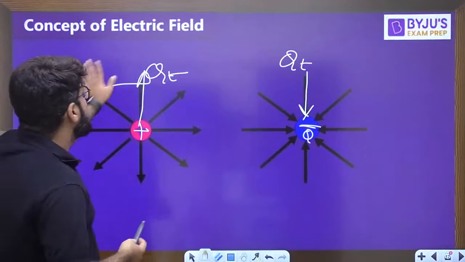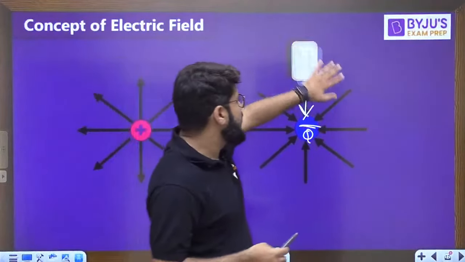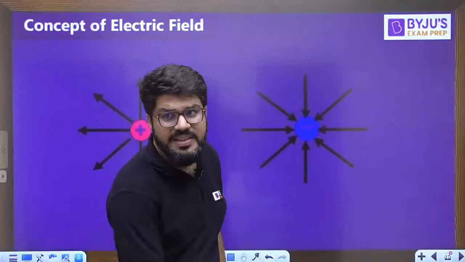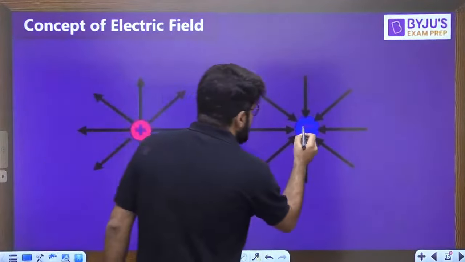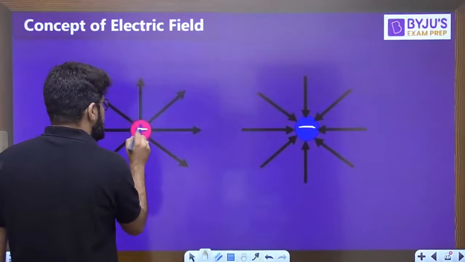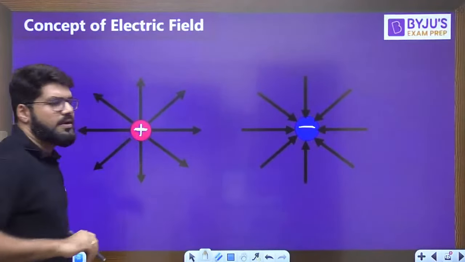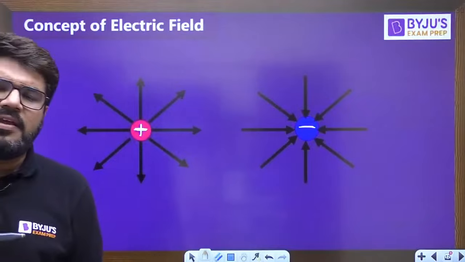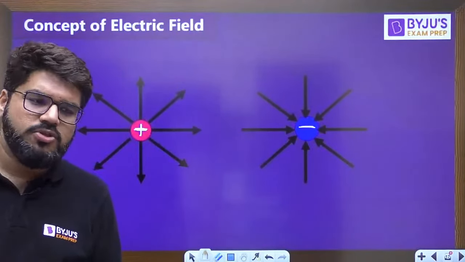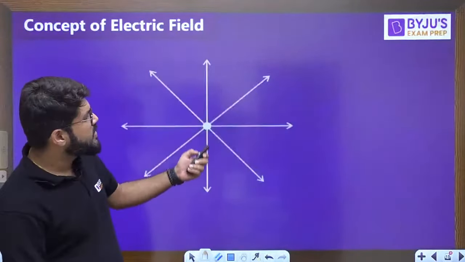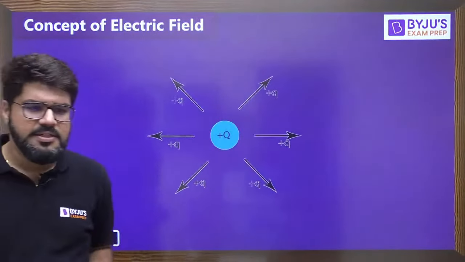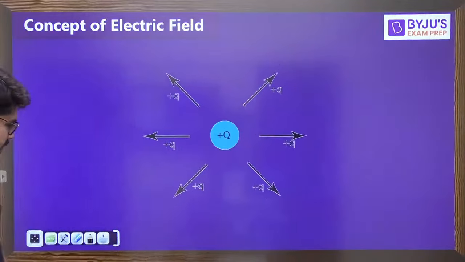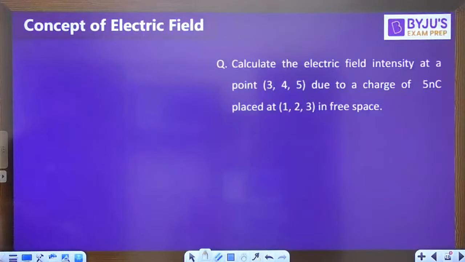So it is not generally true that the field lines will be radially away. They can be towards the source if the source is negative, but it's the normal convention we have taken. This is minus, this is plus. Normally we take the positive source charge, and the test charge is also positive. That is why we saw the field lines going away from the source, something like this. If this is clear, there is a question for you.